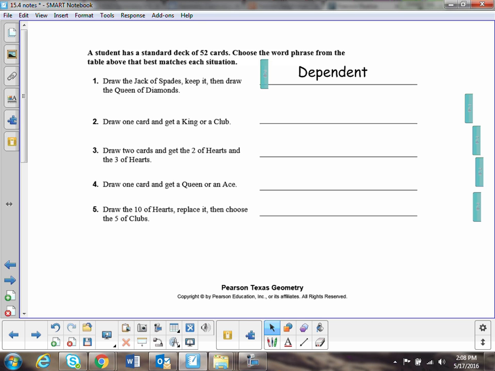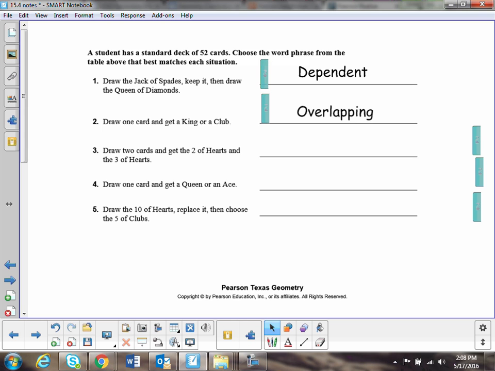You draw one card and you get a king or a club. King or a club. Thank you. I'm glad somebody kind of saw that. Because this is 2 that can happen at once, right? Isn't there a club of kings? So which one do you think that feels like? Overlapping maybe? Or what's the other one? Compound. Yeah, compound. Okay. This one is overlapping because you can get them both at the same time. Okay, because there is a king of clubs.